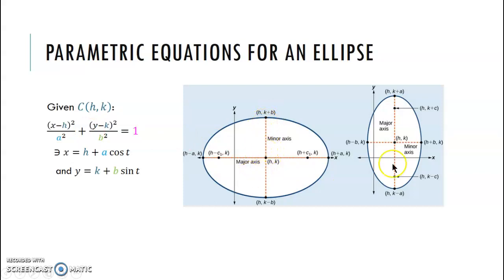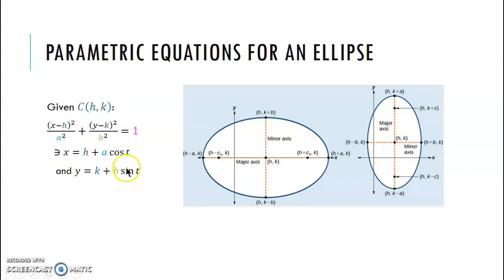Now depending on how your ellipse is smushed, the longer axis is always called the major axis, the shorter axis is always called the minor axis, but that's not important for us. What we want to pay attention to is that the a is our horizontal distance from center to a point, b is our vertical distance from a center to a point.